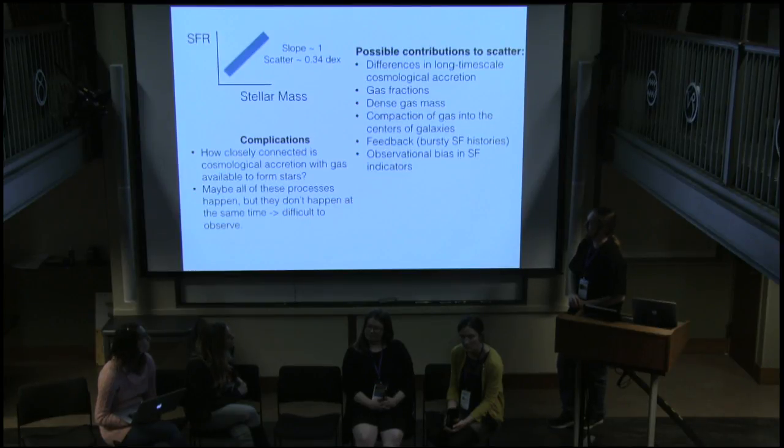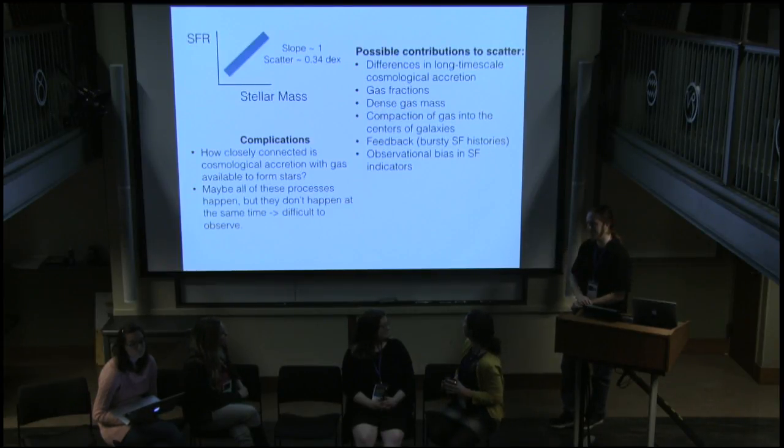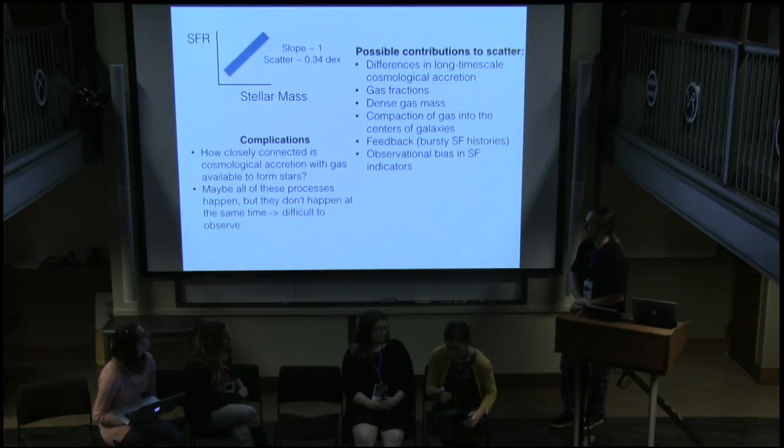First of all, it's not clear exactly how you go from an n-body cosmological simulation to gas that is actually available to form stars. And everyone sort of agreed that maybe all these things are happening, but we didn't agree that these all happen at the same time. So if you're observing a fixed epoch of galaxies, it's not so clear that you can draw this nice, neat picture.